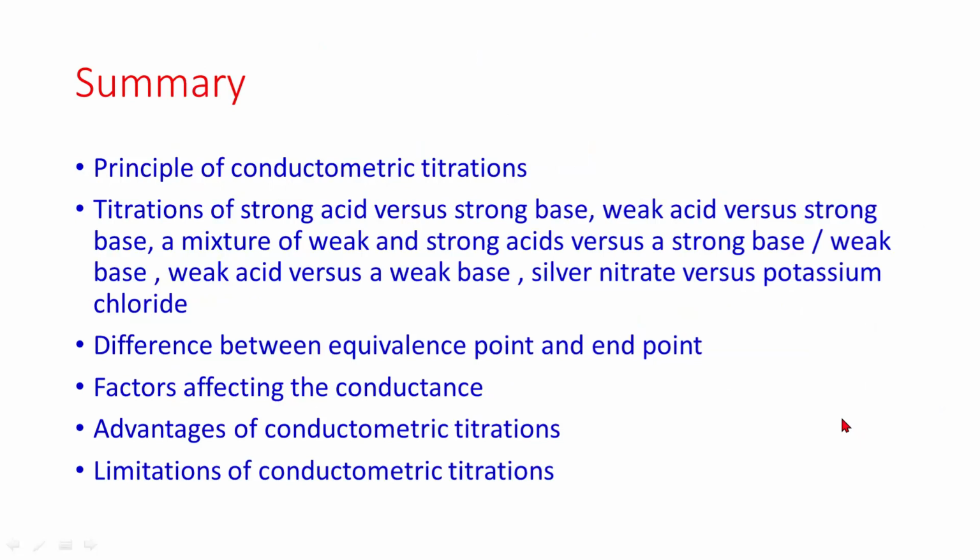In summary, we have discussed the principle of conductometric titrations, various titrations involving strong and weak acid against strong and weak base, and precipitation titration. We have discussed the difference between equivalence point and end point, factors affecting the conductance, advantages and limitations of conductometric titrations.